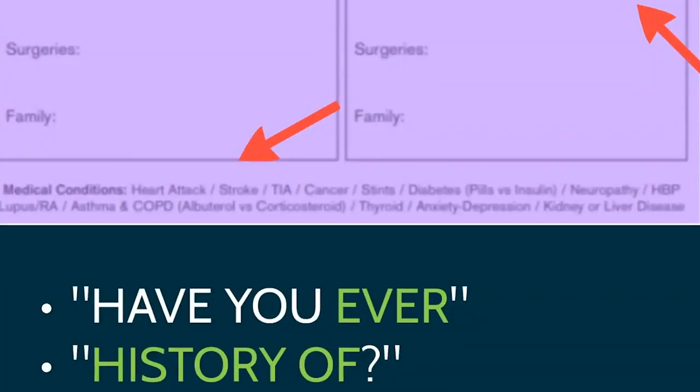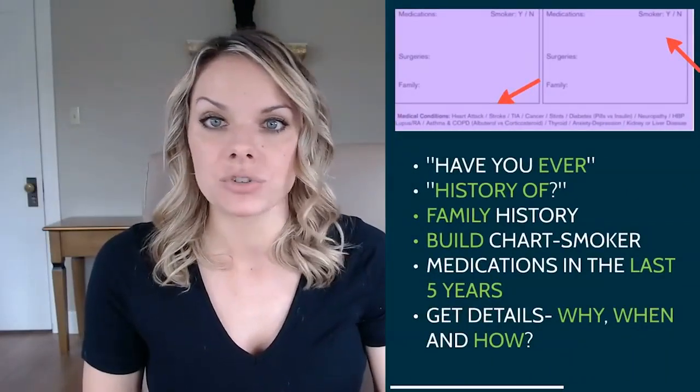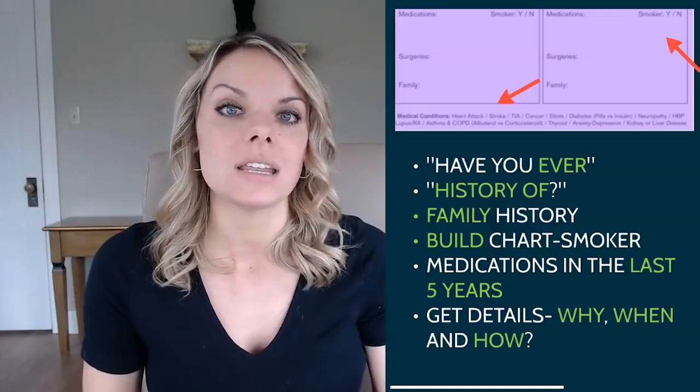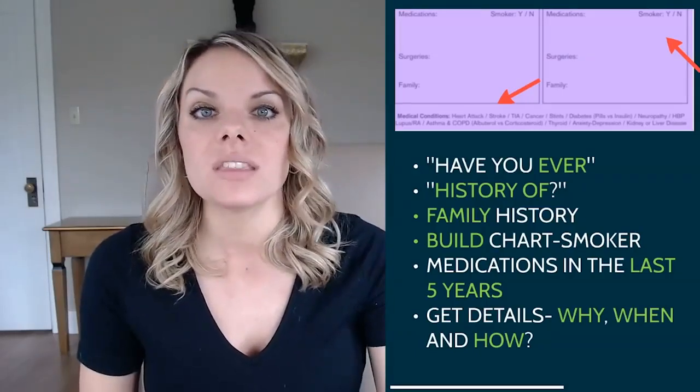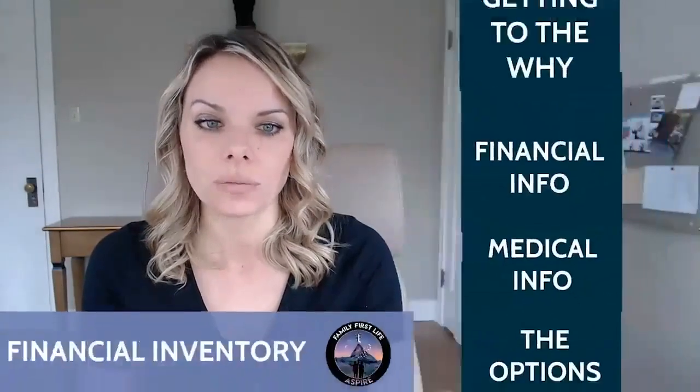Have you ever had a heart attack, stroke, TIA, which is basically a mini stroke, cancer, stents, diabetes? Have you ever had any complications to your diabetes, like neuropathy? Do you have high blood pressure, lupus, rheumatoid arthritis, asthma or COPD, thyroid issues, anxiety, depression, any mood disorders, any kidney or liver disease? I also like to ask, which is very important, do you have any history of any DUIs, any felonies? Do you have your driver's license? Those key questions, any history of any drug or alcohol abuse, things like that are going to be very, very important to know, so that way you can find a carrier that they're going to qualify for.